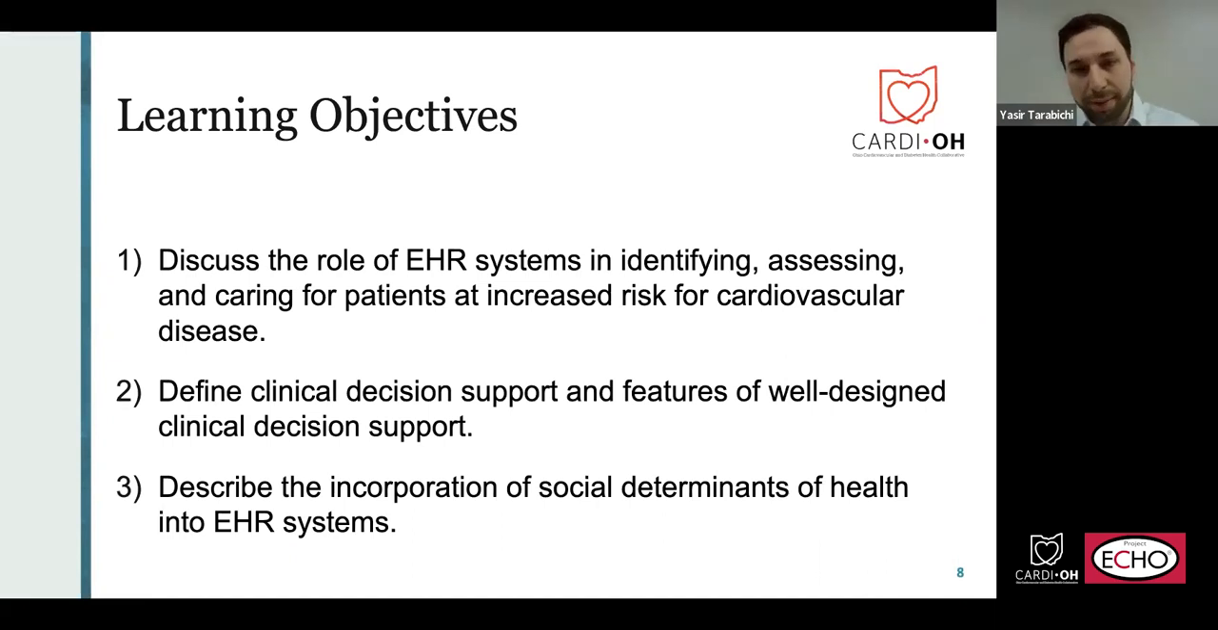These are the learning objectives. I should say, I'm a physician informaticist at MetroHealth. I'm a pulmonary and critical care doc, and most of my time is spent dealing with the electronic health record and EHR data. So clinical decision support is something that I think about a lot.